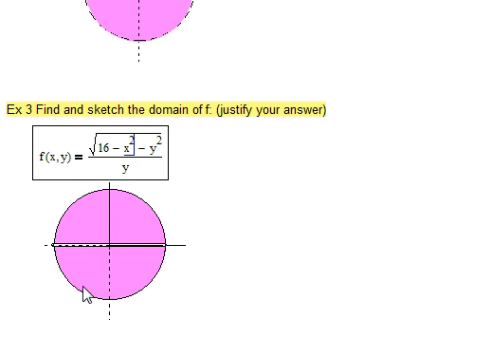So the domain is all the points inside this circle, including the points on the border of the circle, except none of the points on this line right here. That's the domain of this function. That's sure more bizarre than what you usually see in one variable calculus, where the domain is just some interval of the x-axis. So I hope you find that cool.